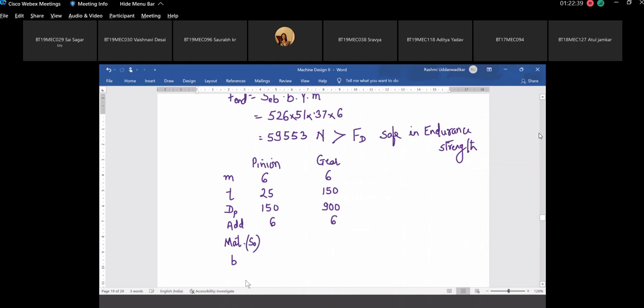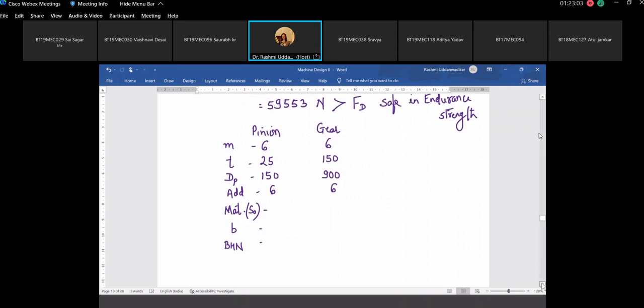BHN. You have to give the BHN for these two materials. So accordingly, this is your complete design. When I'm asking you to design a pinion and design a gear, you have to design only one of the two, because whichever is weaker, if that is designed and if that is safe, then the gear is definitely safe.